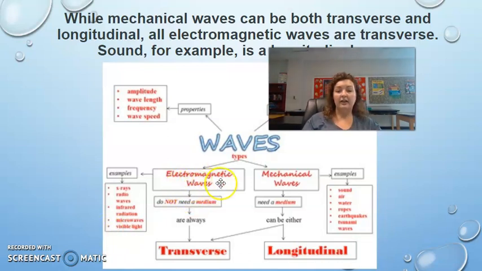Now, underneath electromagnetic waves, you need to know that they do not need a medium, which means that they can travel through places like in a vacuum. A vacuum is like outer space, right? There's no particles, so there's no medium, but yet they can still travel through them. But it's good to note they can travel through a medium too, right? So these are possible to travel through a medium or without a medium. But they are always transverse waves. So no matter what, electromagnetic waves are transverse waves.